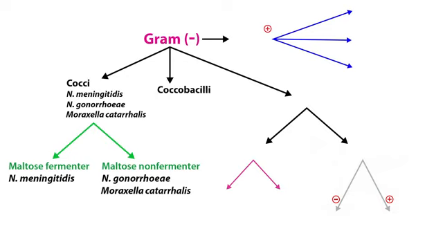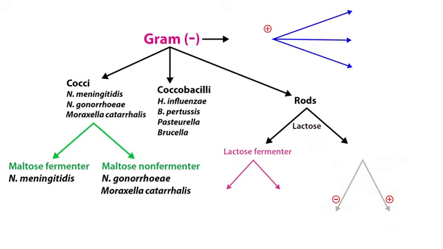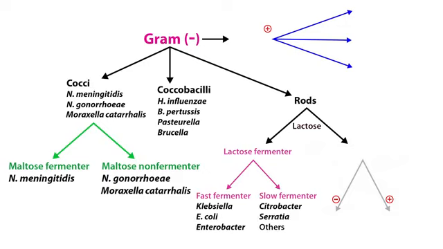Next are the coccobacilli, or coccoid rods. These include Haemophilus influenza, which we'll talk about more in a few minutes, Bordetella pertussis, which causes whooping cough, Pasteurella, which is common in cat bites, and Brucella, which causes brucellosis. Next, we're going to move on to the gram-negative rods, also known as bacilli. You can differentiate these by their ability to ferment lactose. So the lactose fermenters are pink colonies on MacConkey's agar. Then these pink lactose fermenters can be further differentiated by being a fast fermenter or a slow fermenter.